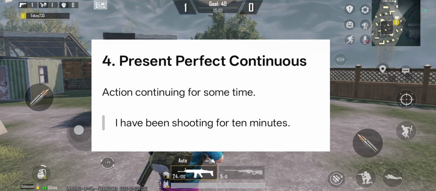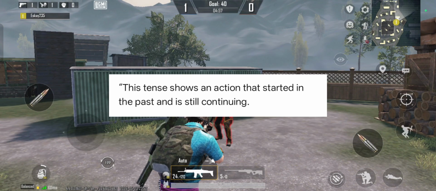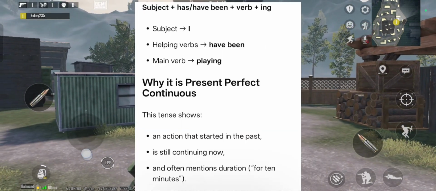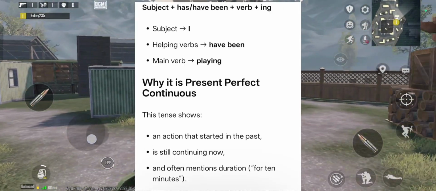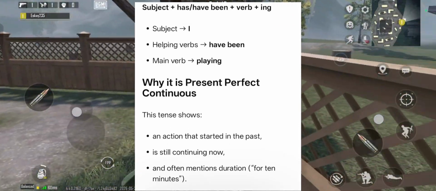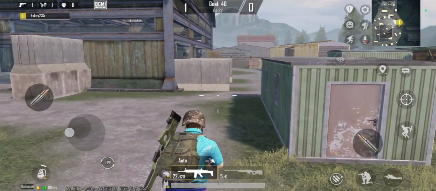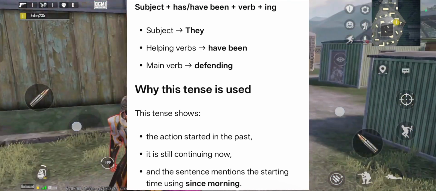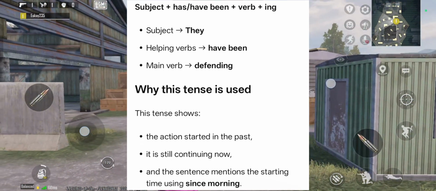Next we have present perfect continuous tense. This tense shows an action that started in the past and is still continuing. For example, I have been playing for 10 minutes. Here the have been is used. So the structure will be subject plus have or has plus been plus verb's fourth form and the remaining part of the sentence. And another example would be they have been defending the base since morning. So in here for or since can be used.